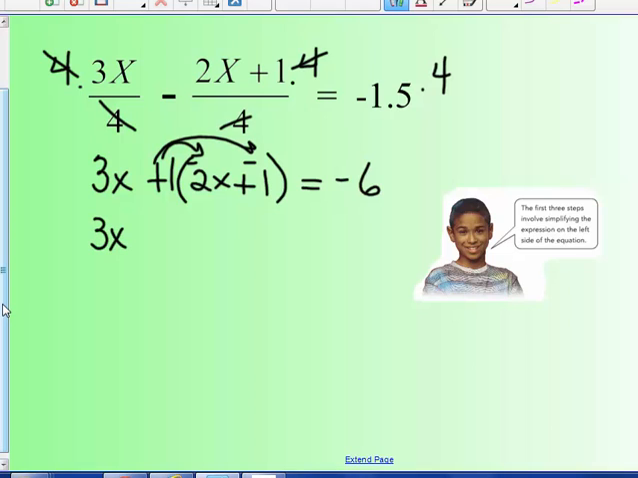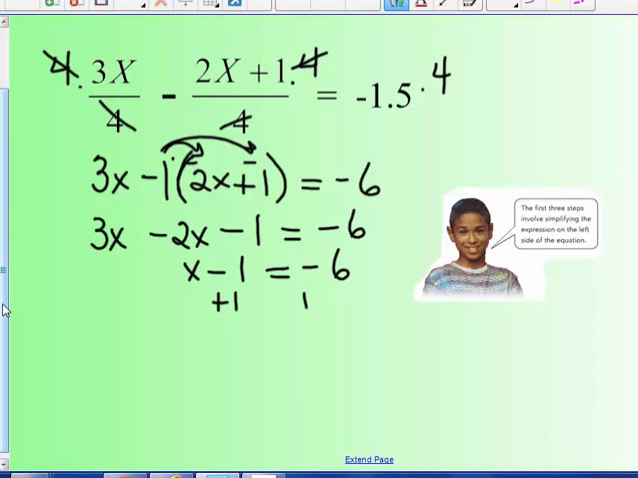So my 3x is not affected, and it is negative 1 times 2x, which makes it negative 2x, and a negative 1 distributed to positive 1, which makes it negative 1, equals negative 6. My equation now simplifies to x minus 1 equals negative 6. I'm going to add 1 to both sides, and I get x equals negative 5.